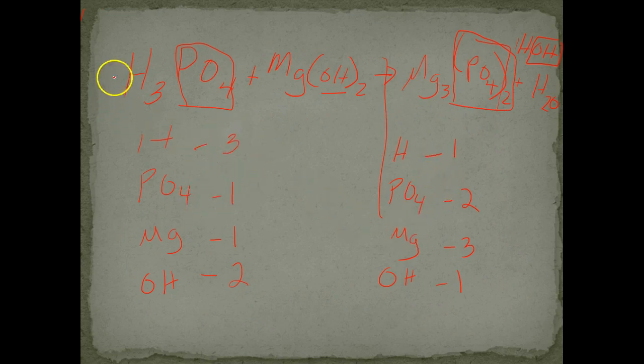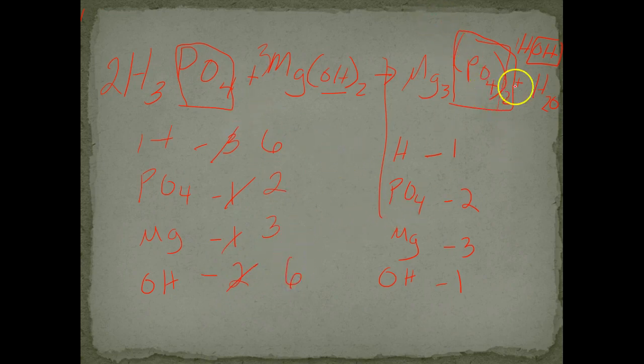So if I put a 2 here, that changes my hydrogens to 6 and my PO4s to 2. Okay, so my PO4s are balanced. Then I'm going to work with my magnesiums. Magnesiums, I have 3. So if I put a 3 here, that changes this to a 3. It changes my OHs to a 6.